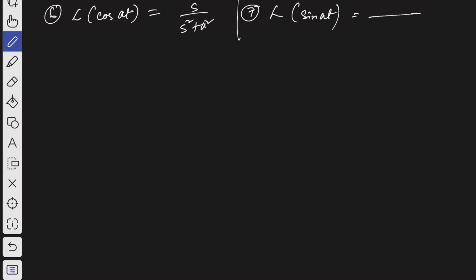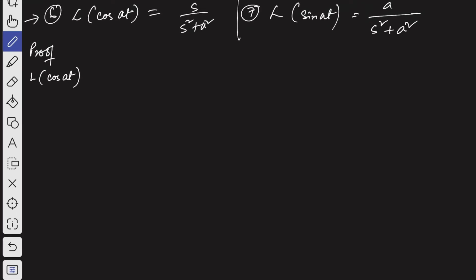Now that's going to be a by s square plus a square. So here only the numerator is different, just replace the s by a. Okay, so that's how we can remember these two formulas. Now let me prove these two one by one. First, let us prove this number 6, the Laplace transformation of cos at.